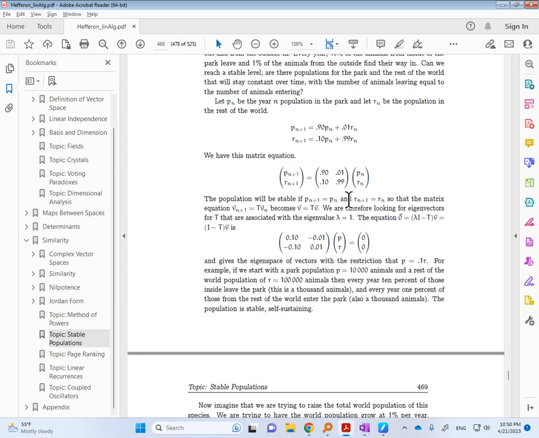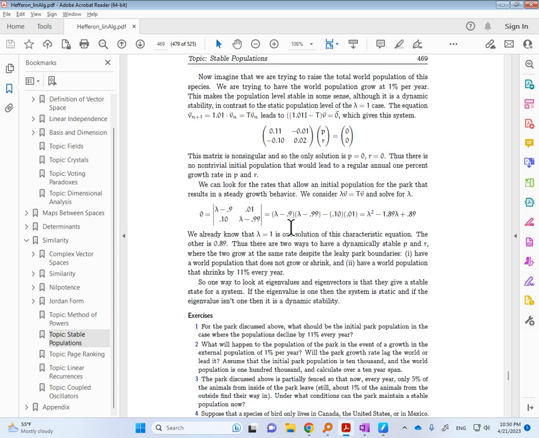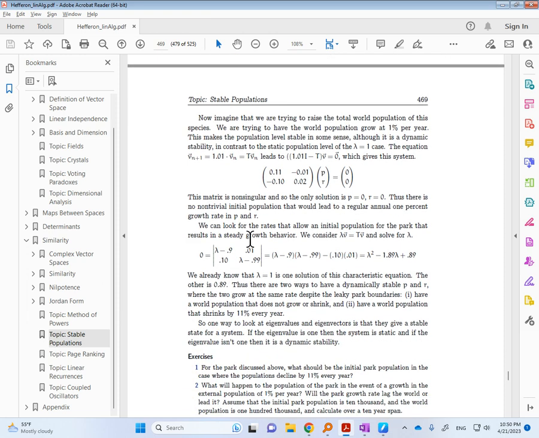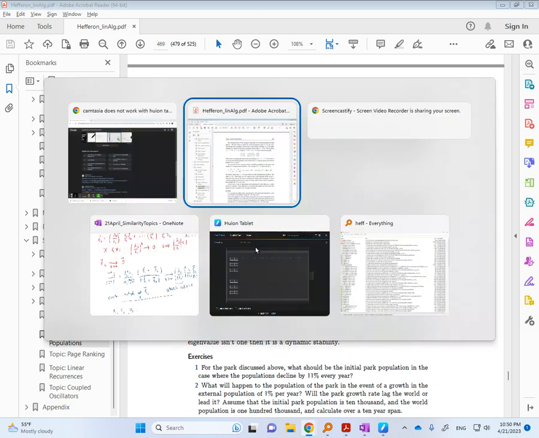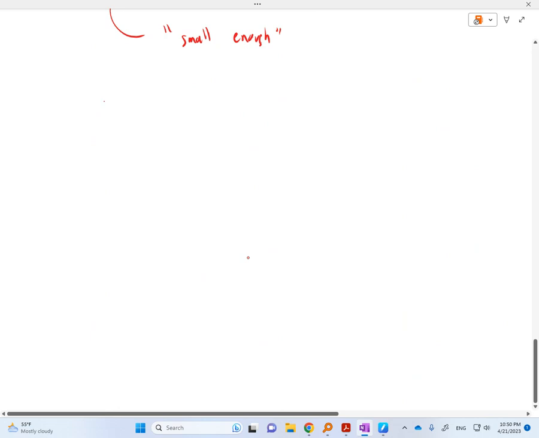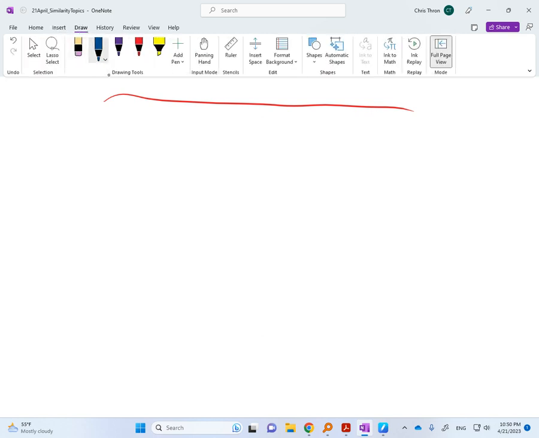Now, if you look at this example, he solves for the eigenvalues, and one of the eigenvalues is 1, and one is 0.89. Now, what does 0.89 mean? Suppose I had the eigenvalue 0.89. All right, so let me do that here in my document. So here I have what we call a transition matrix. Let me use my blue pen again.